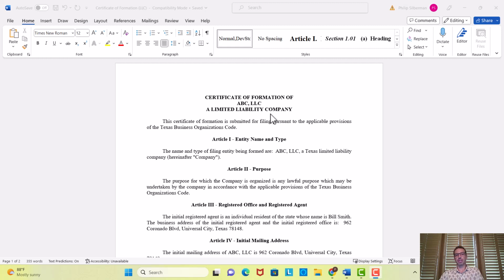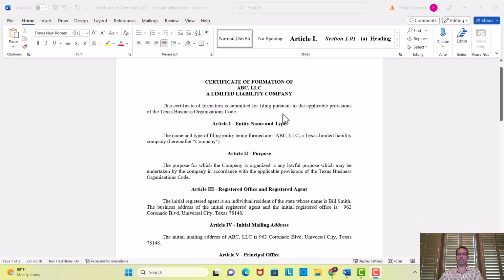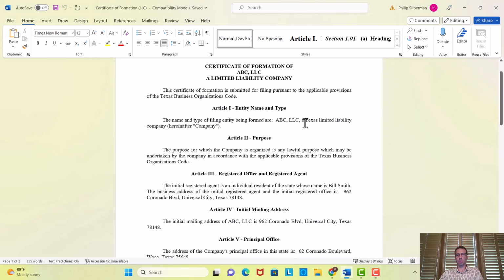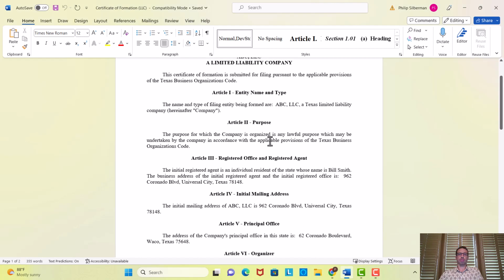You have some basic recitations here telling you what the document is, the name of the LLC, and that it's submitted for filing pursuant to the Texas Business Organizations Code. That's the code that governs the formation of Texas entities. Then you have Article 1, the actual entity name. Article 2, you've got the purpose of the entity. Most LLCs are formed with the purpose of being organized for any lawful purpose.